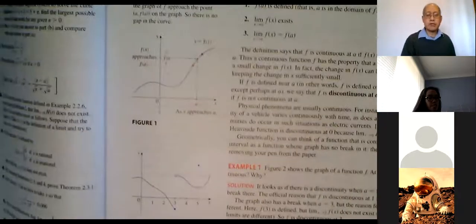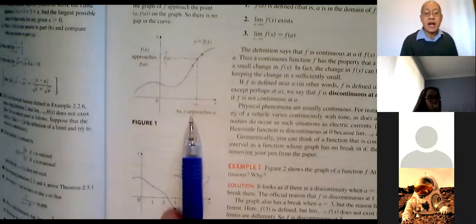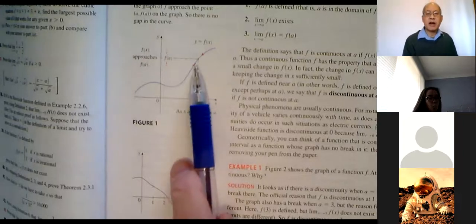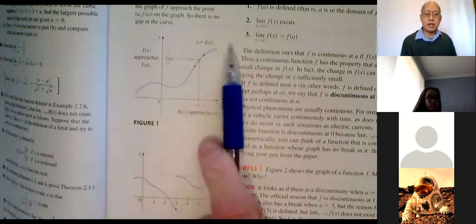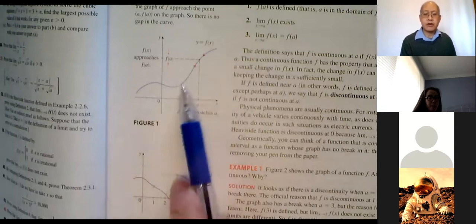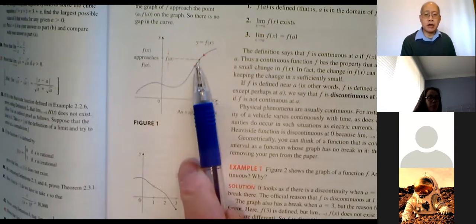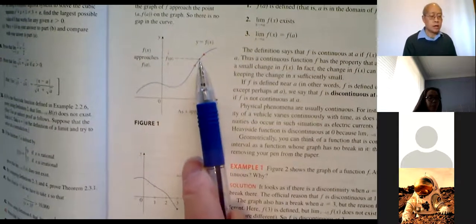I'll show you this picture right over here. At x equals a, right here, we would say the function is continuous. This whole graph seems to be continuous. I drew it fairly smoothly. Right here, it's continuous. I don't have to pick up my pencil from the paper.